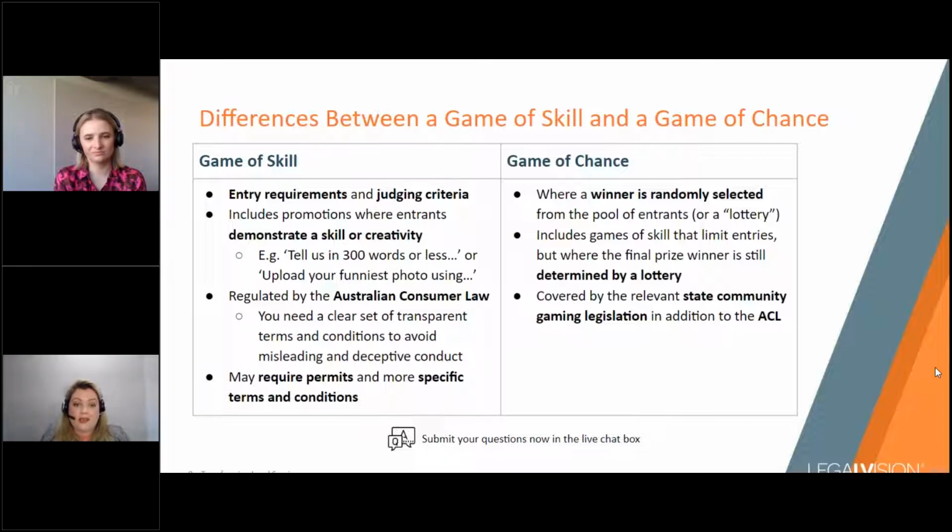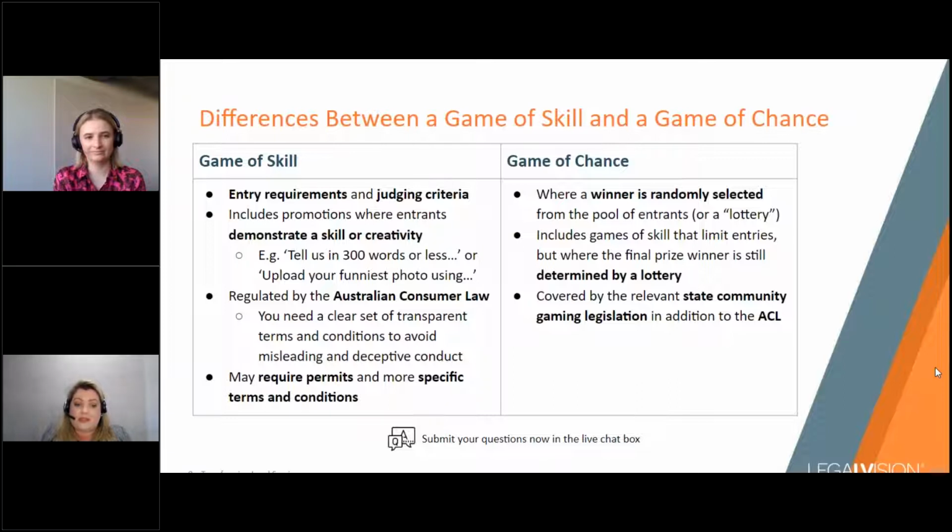Games of chance can include games that have an element of skill, but the final prize winner is still determined by a lottery. For example, there might be a first stage of entry where you've got to submit that funny photo to get into the draw to win a competition. And when everyone's in the draw, a random allocation of a winner will be made. In that case, the regulations that apply to a game of chance will regulate that particular trade promotion. So whilst trade promotions that involve a game of chance are highly regulated, a game of skill is only regulated by the Australian consumer law.